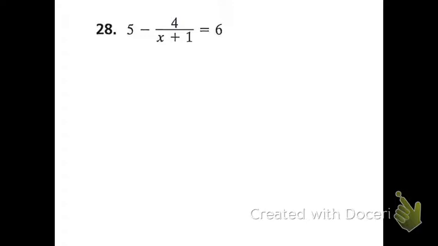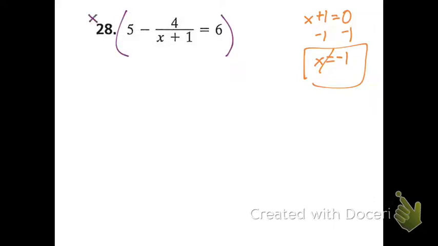Okay, so my only denominator is x plus 1. So I'm going to set that equal to 0. You subtract 1 from both sides, you get x equals -1. That is my restricted value, so I'm going to put a slash through it. It's also my least common denominator, so I'm going to multiply through by x plus 1.